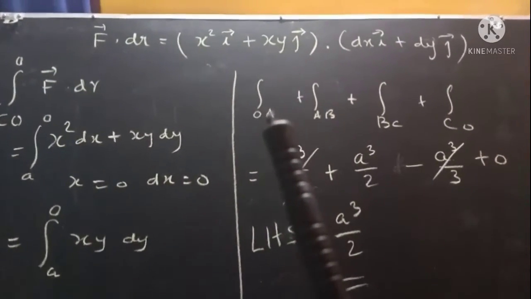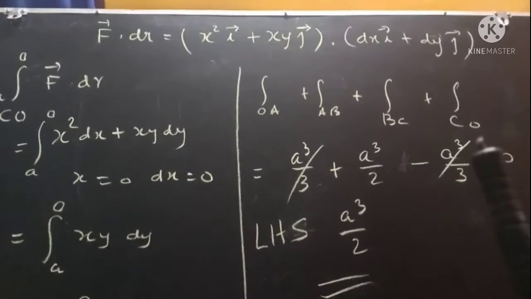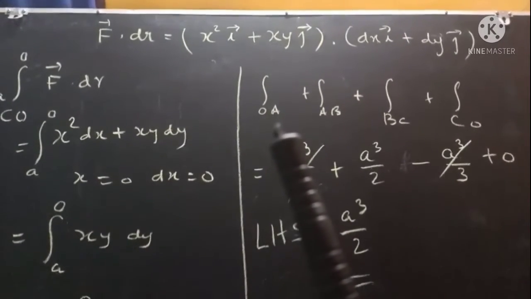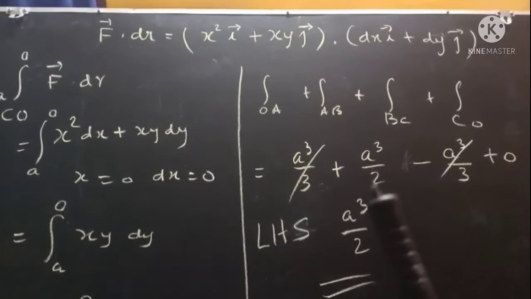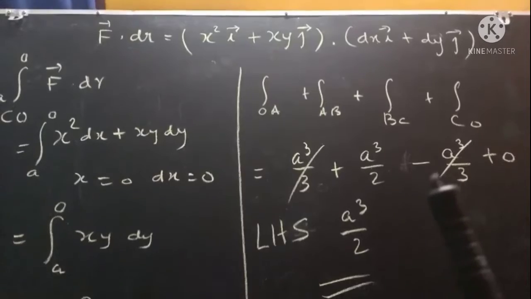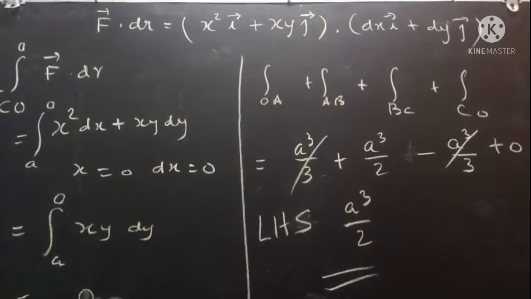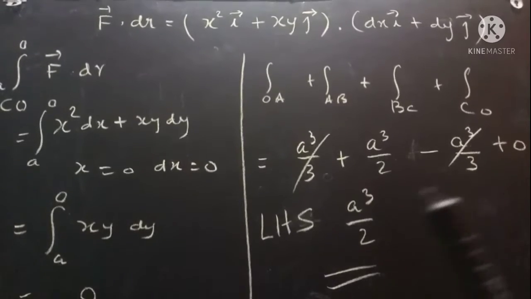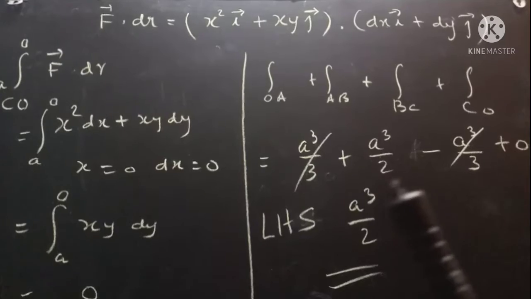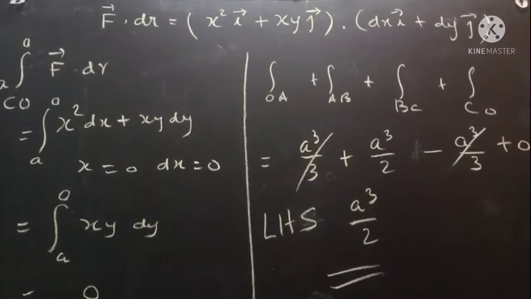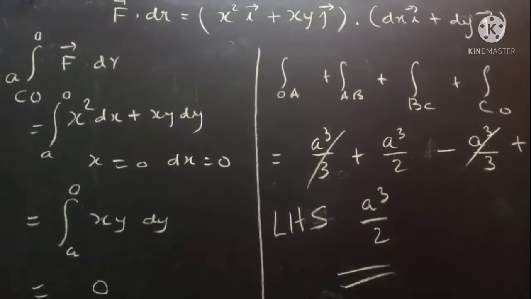Add the four sides: OA plus AB plus BC plus CO. OA answer is a cube by 3, AB answer is a cube by 2, BC answer is minus a cube by 3, CO answer is 0. Plus a cube by 3 and minus a cube by 3 cancel. Remaining is a cube by 2. So LHS is equal to a cube by 2.